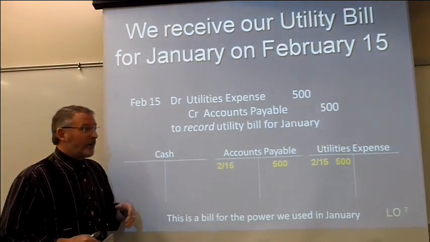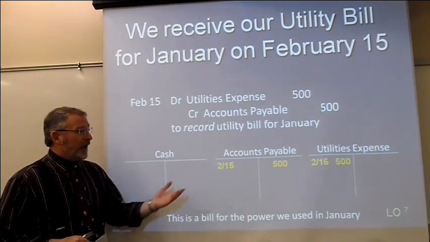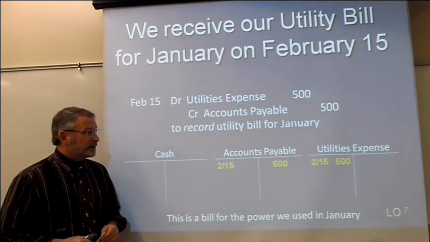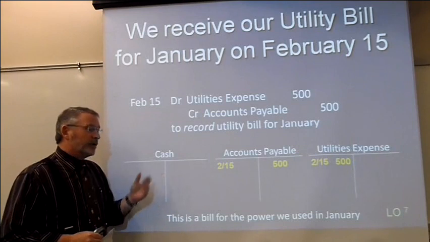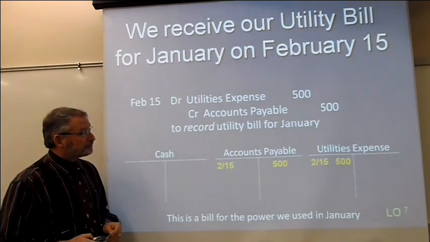But we record the bill when we get it. We debit utilities expense for the power that we used, and we record an accounts payable, being the amount that we owe to the utilities company. Pretty straightforward stuff. If we had paid it immediately, we'd have credited cash instead of crediting accounts payable.